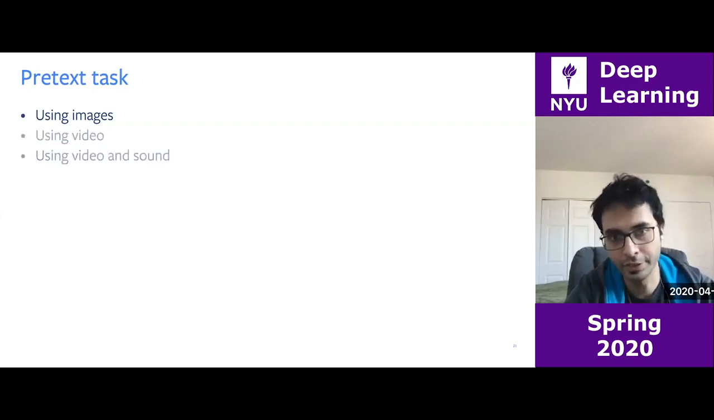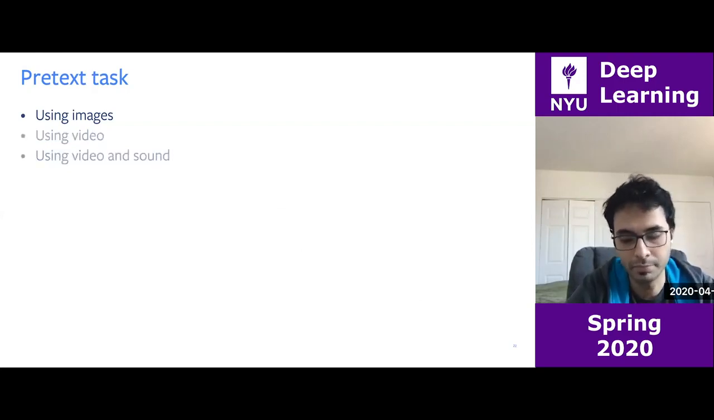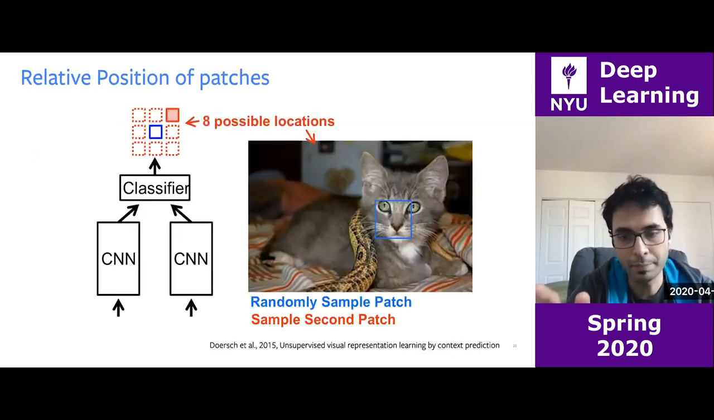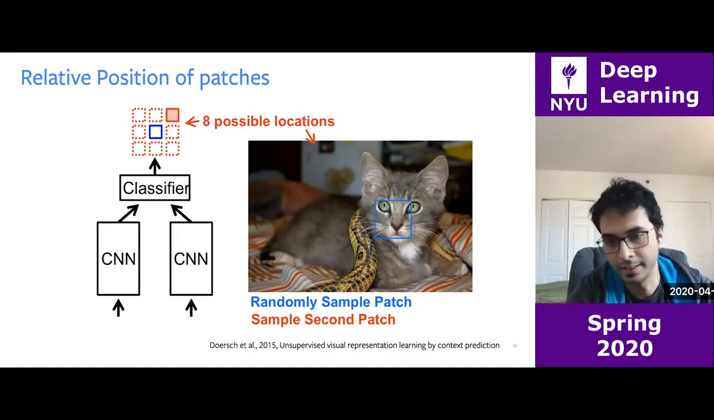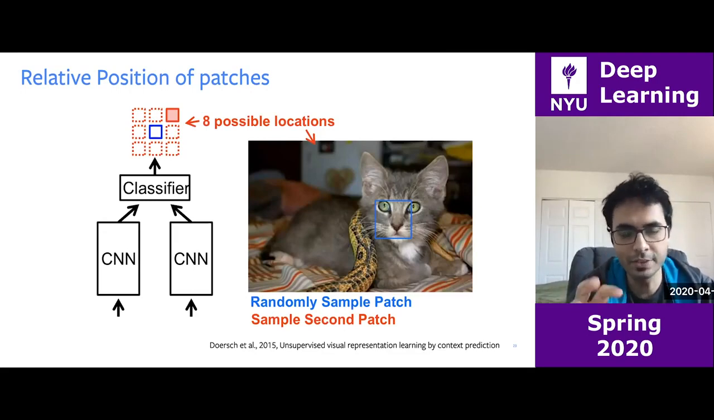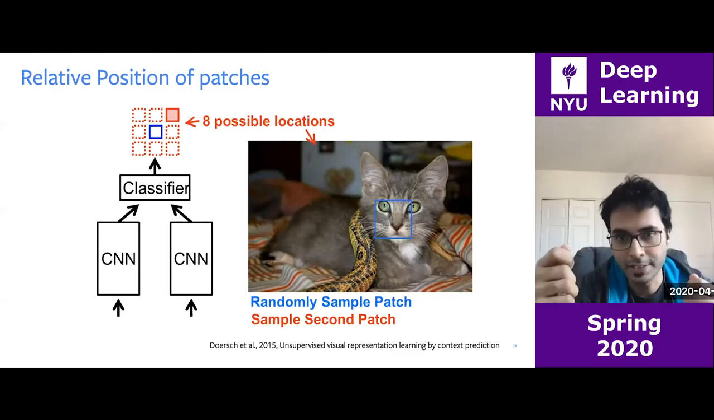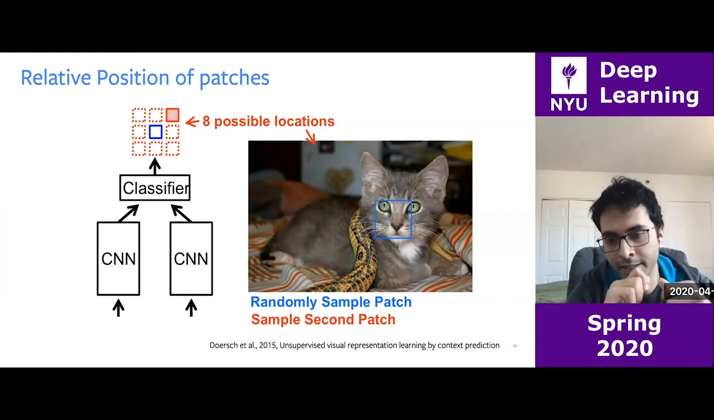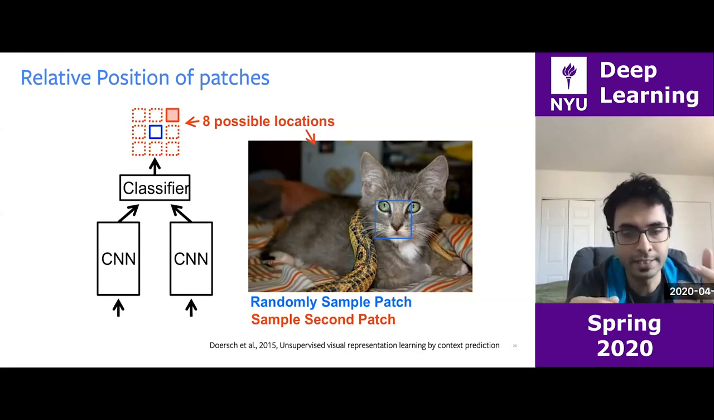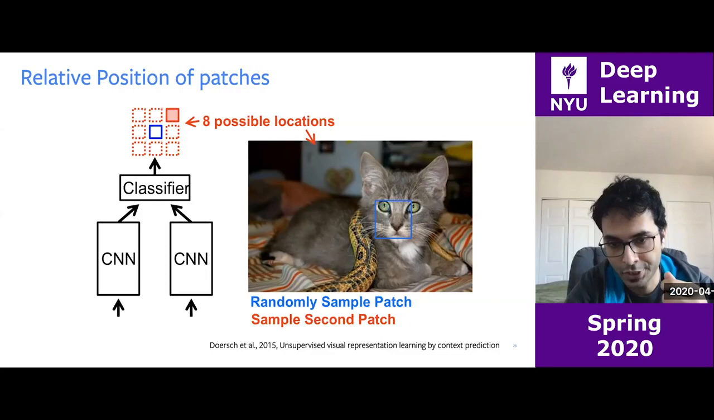So let's look at how you can use images to define a pretext task. The paper that introduced this term pretext task came up with a fairly funny method where you take, say, two image patches. Take the network and you ask the network to predict what is the relative position of each patch with respect to the other. So in this case, say I first sample a blue patch and now I sample another red patch.